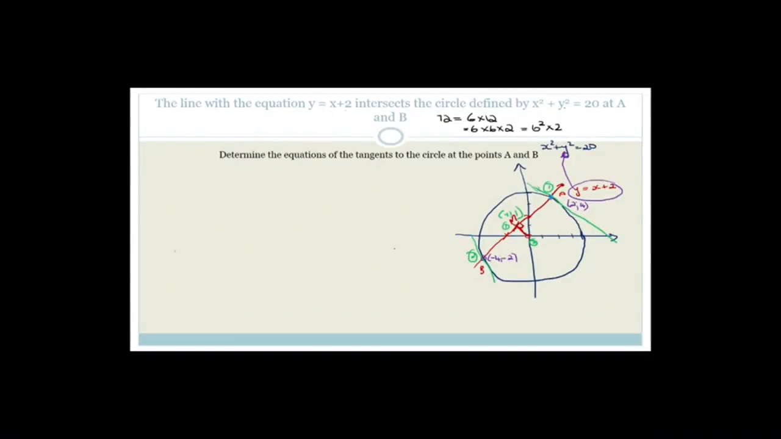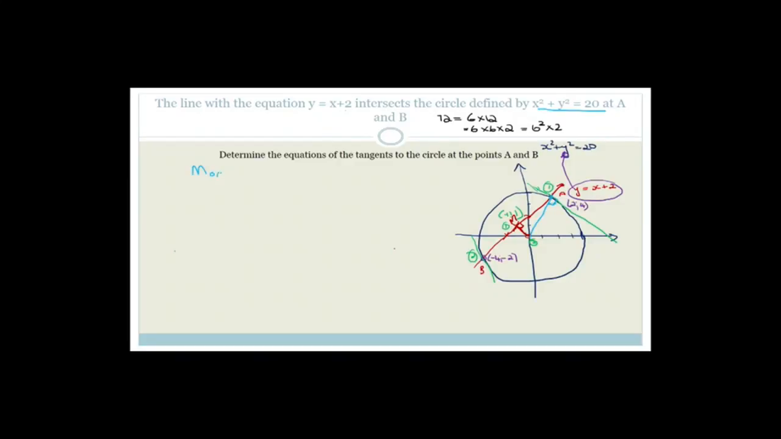This is the center of the circle, x squared plus y squared equals 20. So that there is the radius. Do you agree? And that is perpendicular to the tangent. So first thing we need to do is find the gradient of OA.